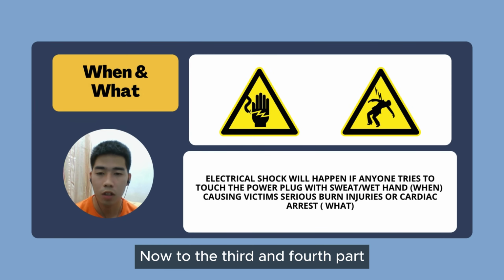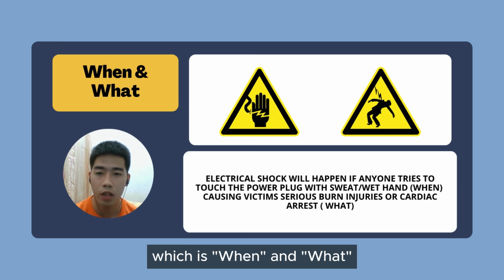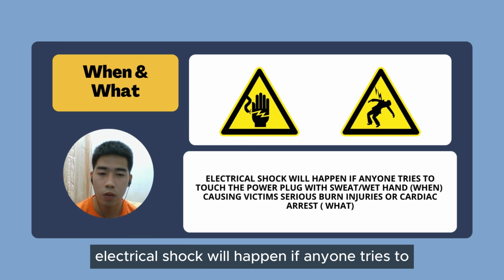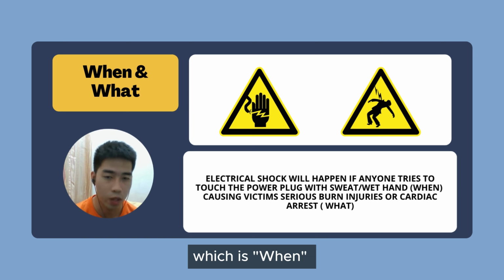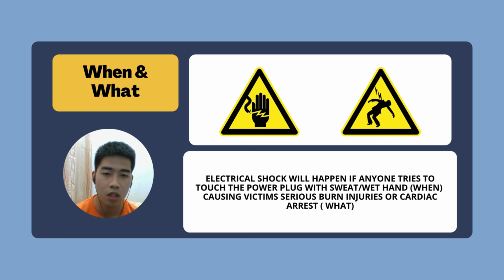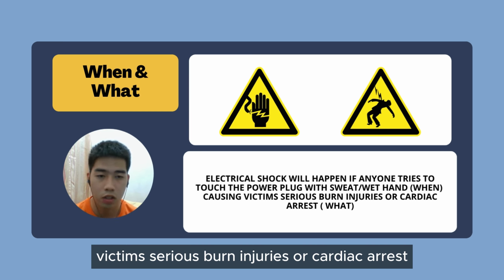Down to the third and fourth parts, which are when and what. Electrical shock will happen if anyone tries to touch the power plug with sweat or a wet hand, which is when, and cause the victim serious burn injuries or cardiac arrest, which is what.